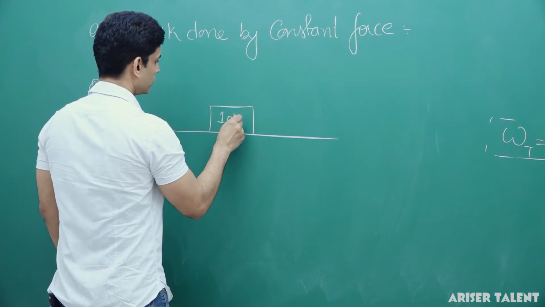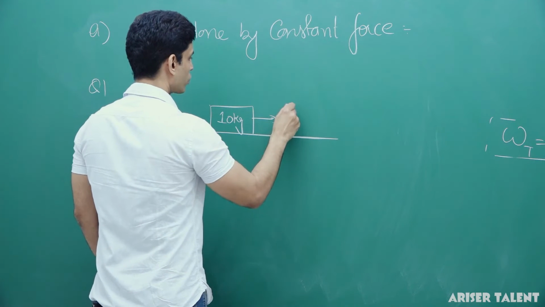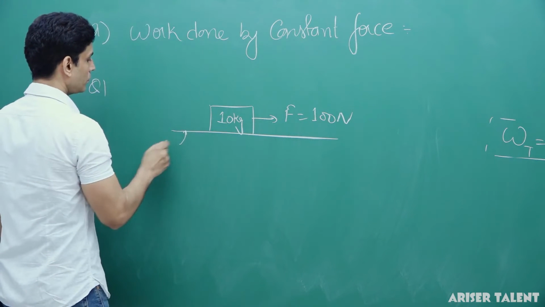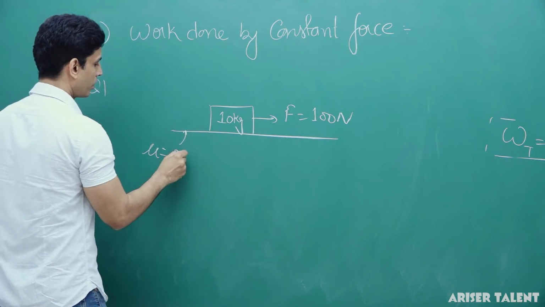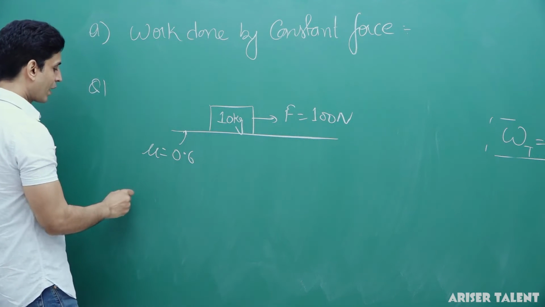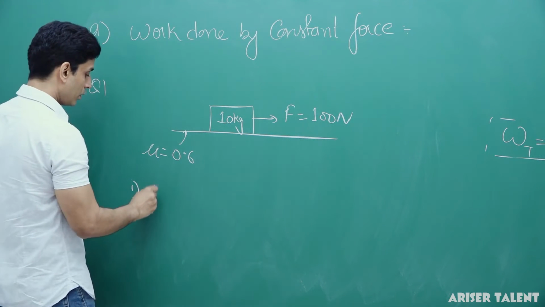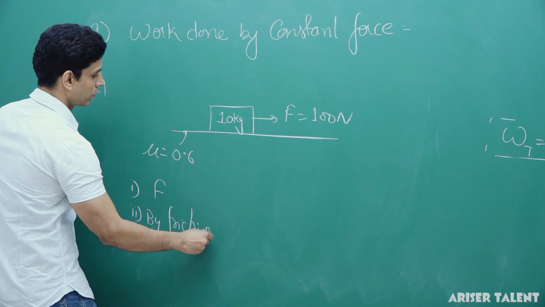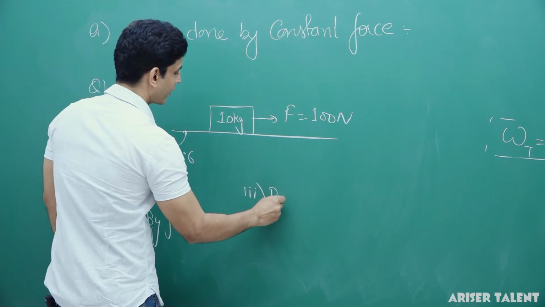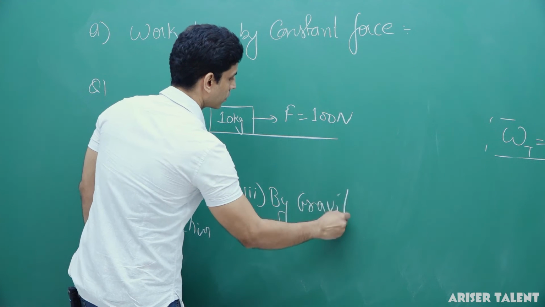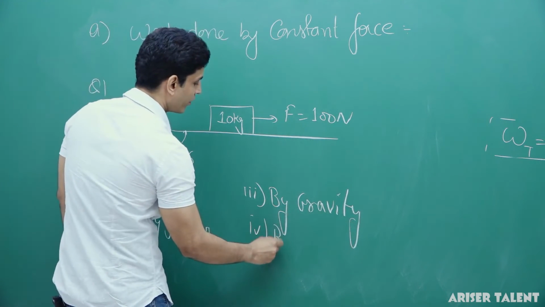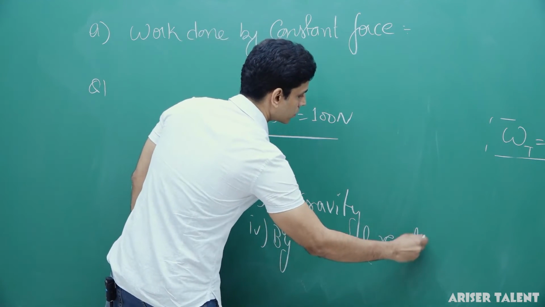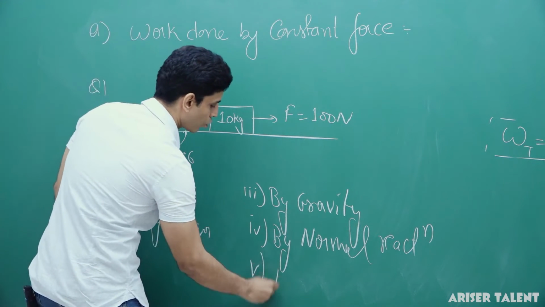A block of mass 10 kg and a force of 100 Newton is applied horizontally. The friction coefficient is 0.6. Now you have to calculate work performed by F, by friction, by gravity, by normal reaction, and last is total work.